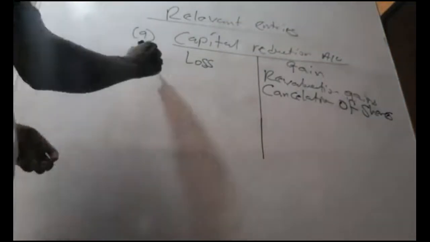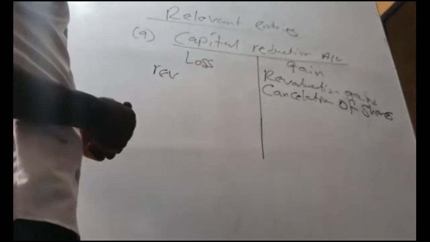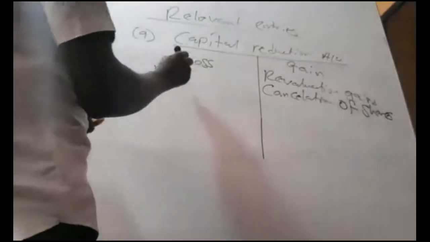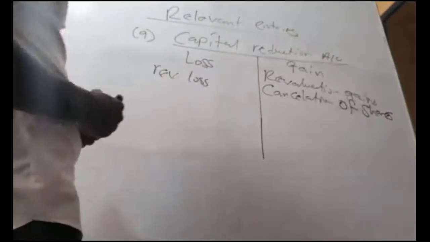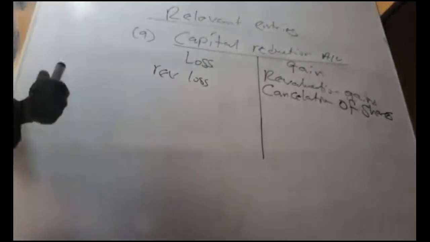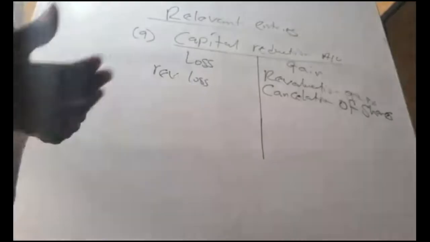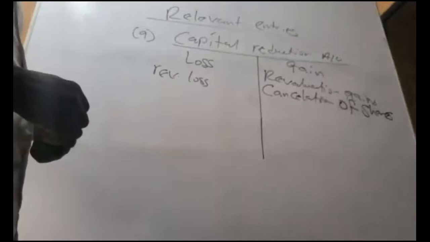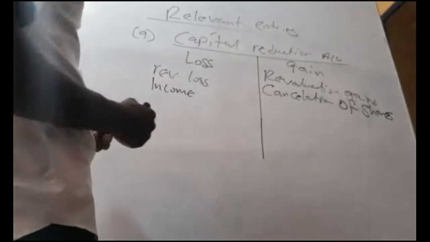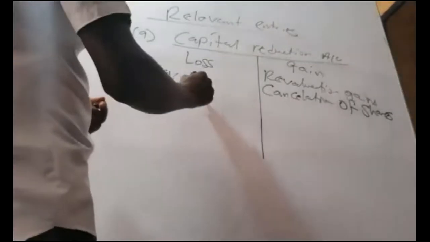The loss is revaluation loss. When you compare the fair value to the book value and the fair value is lesser than the book value, then it is a revaluation loss. And the income surplus must be written off. It is always negative, which depicts that the business is in a struggling period. So the income surplus must be written off as a loss. So we bring it here, income surplus.